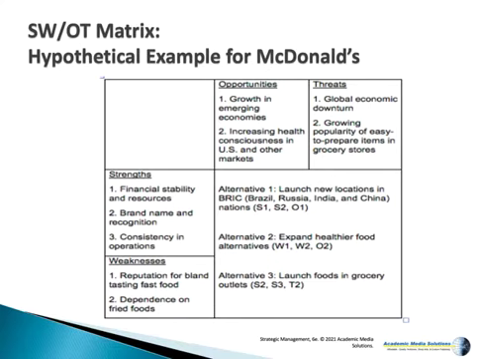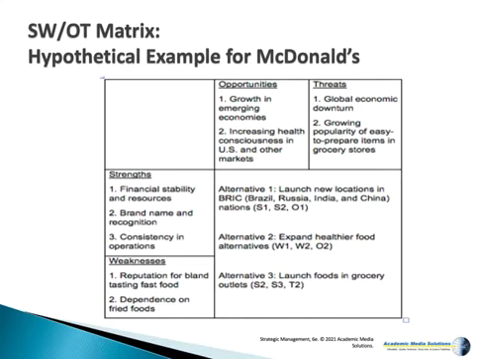Another alternative would be to expand healthier food alternatives. This would be weakness 1 and 2 with opportunity 2. So here you have a company with a reputation for bland tasting fast food and a heavy dependence on fried foods, combined with the increasing health consciousness in the U.S. and other markets. Well, McDonald's could respond by expanding healthier food alternatives.